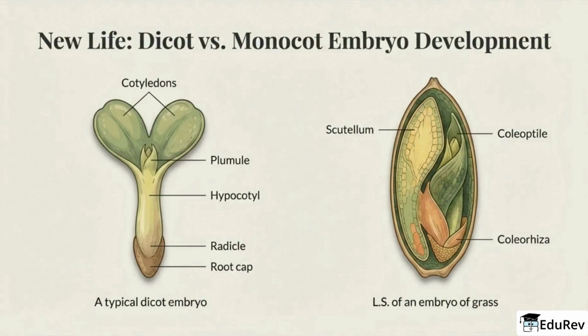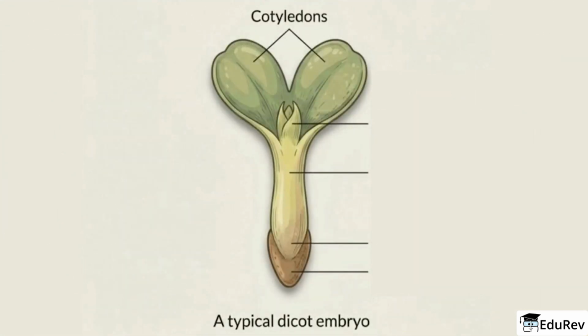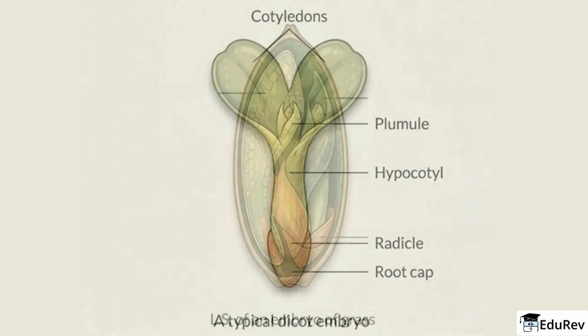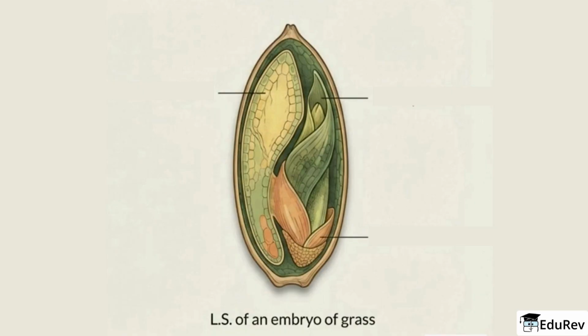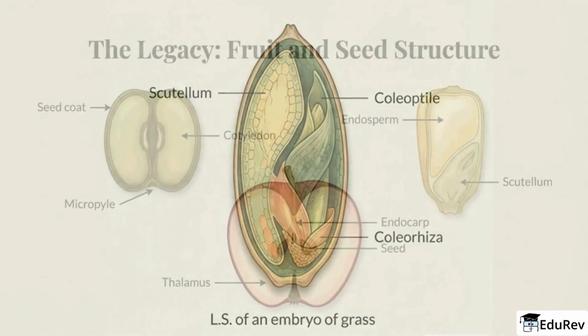Embryo development then follows characteristic patterns in dicots and monocots. Dicots typically form two cotyledons along with a plumule, hypocotyl, and radicle, while monocots such as grasses develop structures like the scutellum, coleoptile, and coleorhiza that protect and support the young shoot and root during germination.